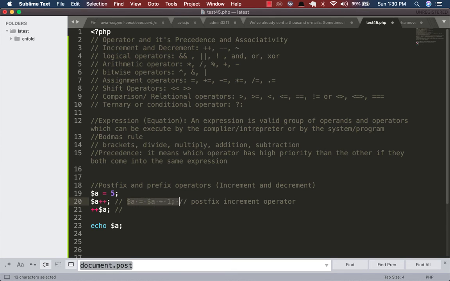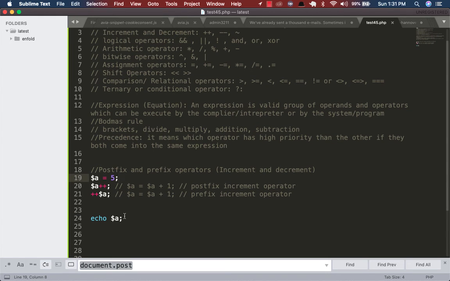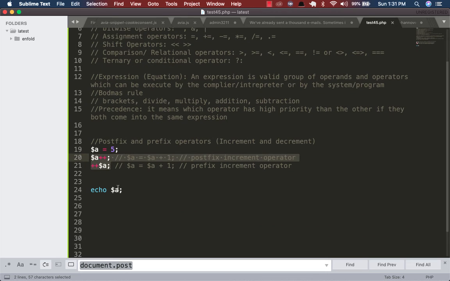Now let's write plus plus $a. This one has the same meaning, but we call it a prefix increment operator. Now it should show 7. Yeah, it's showing 7. So at first look, both of these look like they are working exactly the same, but let me show you the difference.